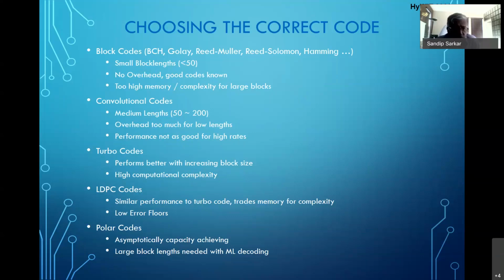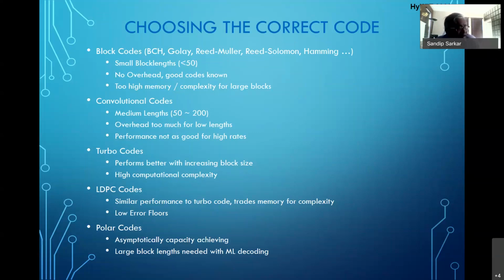Convolutional codes have been known to do much better at medium lengths, say 50 to 200 block size, which is ideal for voice. So when you talk of voice, those are typically the frame lengths you are talking about. For very low rate, the overhead is too much because the decoder needs to be flushed out, unless you do a tail biting code, which leads to additional complexity. And if block lengths become very high, say 5,000 or so, performance is not as good.